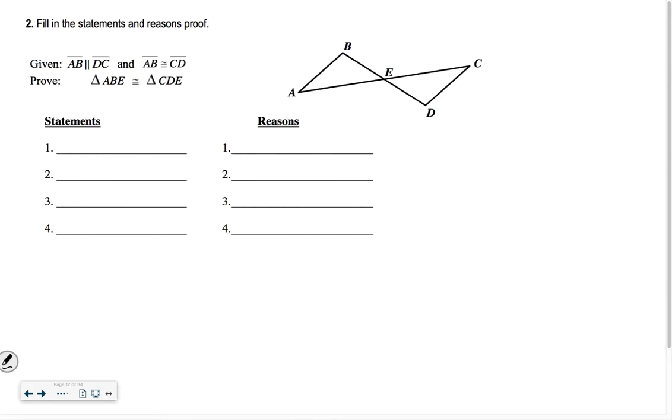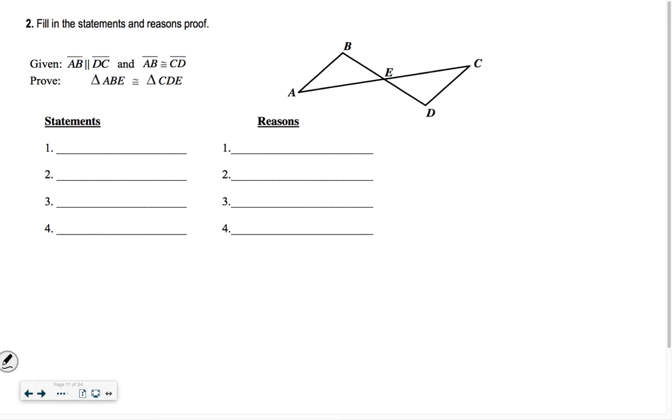I know it's thrilling. The most exciting lesson you've ever learned right now. All right. So fill in the statements and reasons proof. Are you guys starting to feel more familiar, like more comfortable with proofs? Yeah, some of you guys are pros at proofs already. Some of you guys have been very, very good. All right, some of you are still working at it. It's okay.